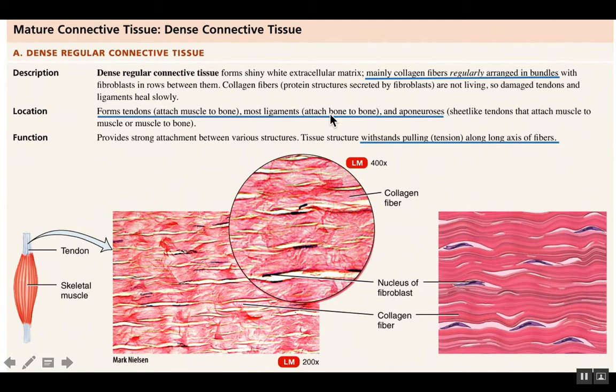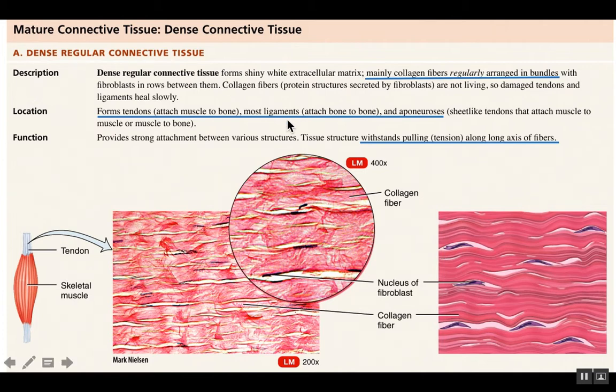So tendons and ligaments have to be very tough. They are getting pulled on every time bones move at joints and muscles contract. So this tissue has to be able to withstand pulling or tension along the long axis of the fibers. Basically, that means that they get pulled on and have to withstand that force without tearing.